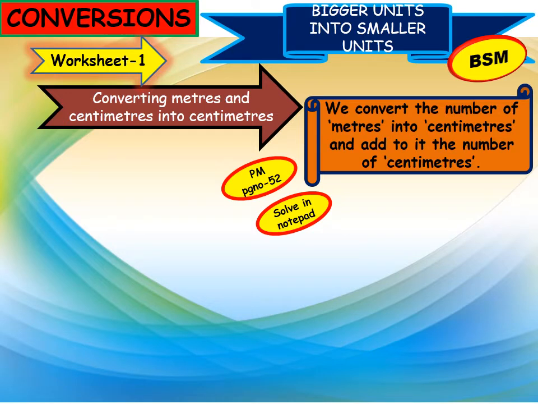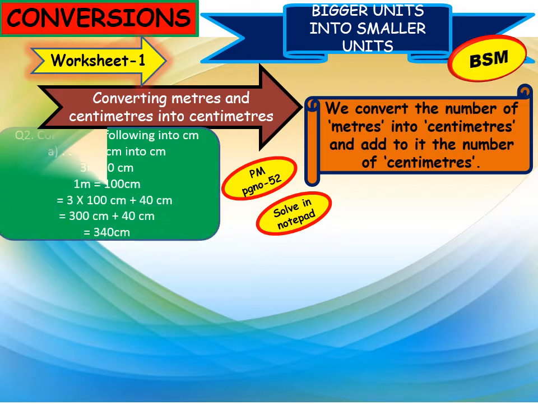Now let's continue with the conversions of bigger units into smaller units, BSM rule. So the next conversion is meters and centimeters into centimeters. So what's the rule for it? Let's see. We convert the number of meters into centimeters and add to it the number of centimeters. Okay, so let's see an example here. This example I have taken from your maths book, worksheet 1.